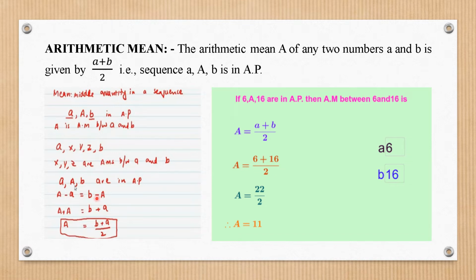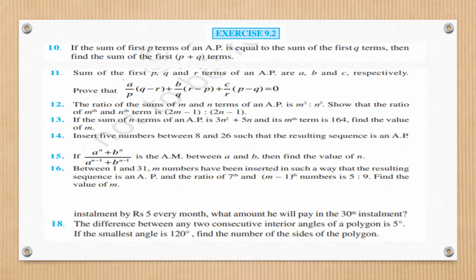So you can take this A to this side, so it becomes 2A equal to a plus b, and that means A is equal to (a+b)/2. So this is how we get it: if three numbers are in AP, then the middle one is the arithmetic mean, given by the average of first and last. For example, if 6, A, 16 are in AP, then the arithmetic mean between 6 and 16 is (6+16)/2, that is 22 by 2, which is equal to 11, where a is your first number 6 and b is your 16.